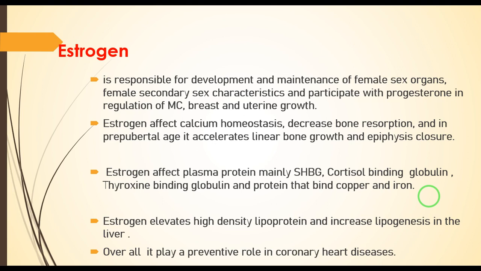It is very important for calcium homeostasis. The presence of estrogen in a normal quantity will prevent bone resorption. While after menopause, when the estrogen level decreases, we find that the prevalence of osteoporosis increases. So it has a protective effect on the female bone. And in addition, in the pubertic age, it accelerates bone growth. So it is very important for normal bone growth, and it has an effect on the lipid profile.